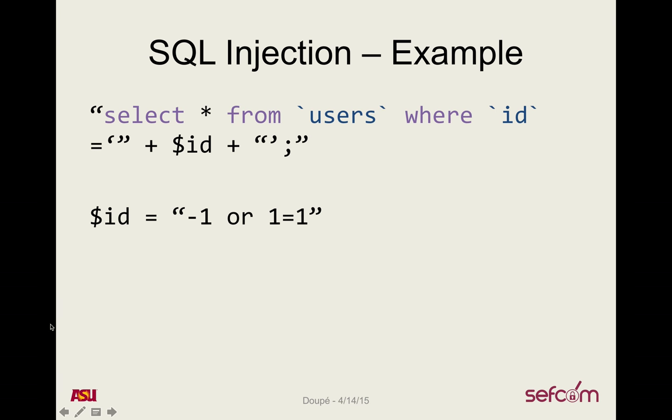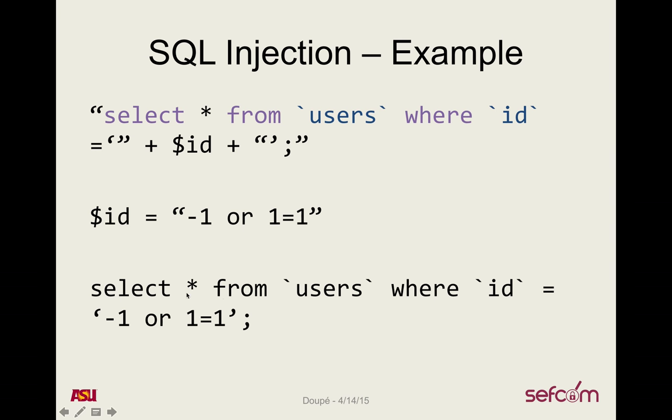So for instance, we can do negative one or one equals one. Remember, the web application code is only going to do exactly what it says. It will take this string, concatenate it with this string, and concatenate it with that string. So we'll get the query select star from users where ID is equal to tick, negative one, or one equals one, tick. What's this going to return? Always true. All the entries in users.